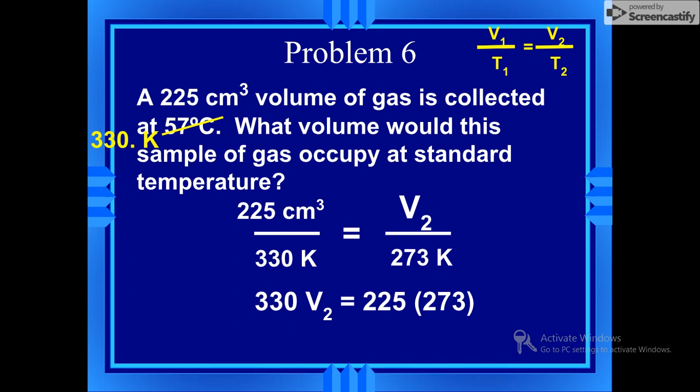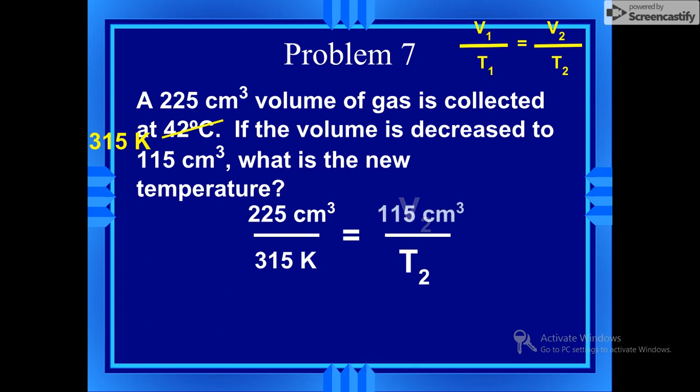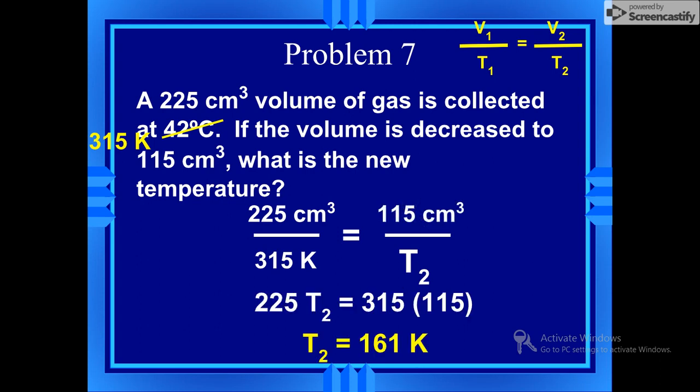We'll divide both sides by 330 and we'll get that our answer is 186 centimeters cubed. So that is our final volume. Here's another equation. I'm not really going to walk you through this one. You just pause the video right here. And your final answer, your final temperature, is going to be 161 Kelvin.